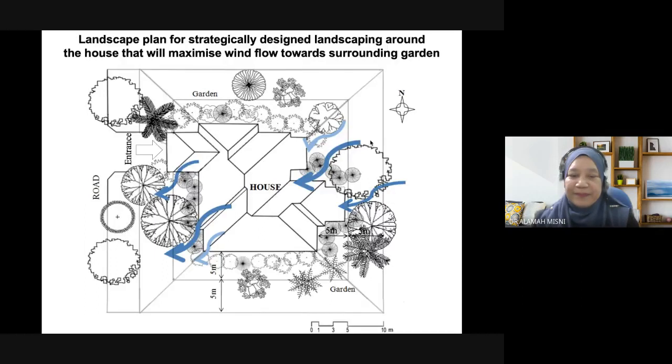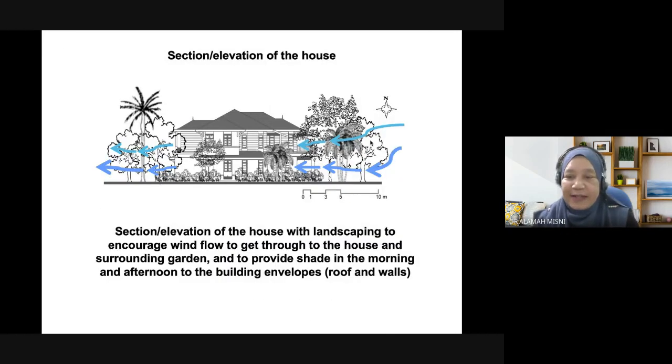Next. So this is the section elevation of a similar house, with landscaping to encourage wind flow to get through to the house and surrounding garden. And also to provide shade, the whole combination of vegetation around this house provides shade, especially in the morning and afternoon, to the building envelopes. Next.